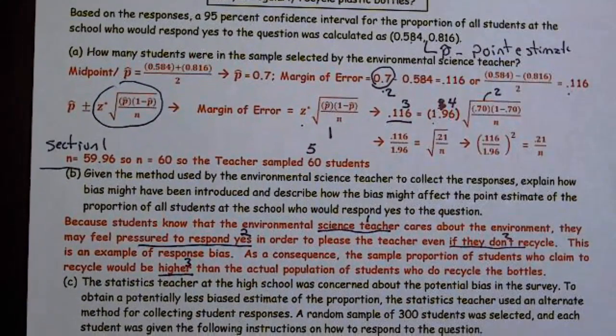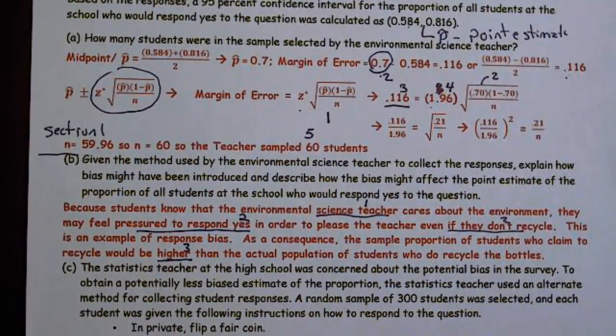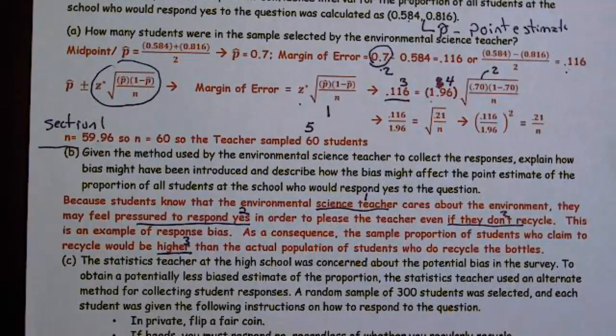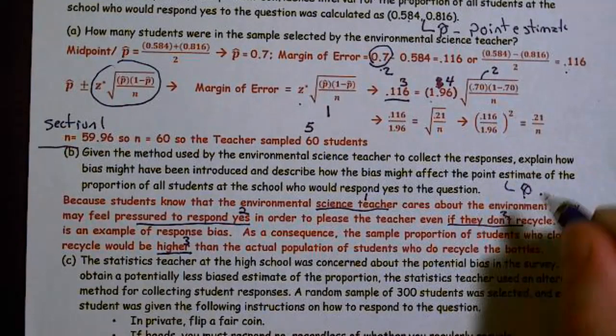Given the method used by the environmental science teacher to collect the responses, explain how bias might have been introduced and describe how bias might affect the point estimate of the proportion. So in other words, how that might have impacted the p-hat, all right?